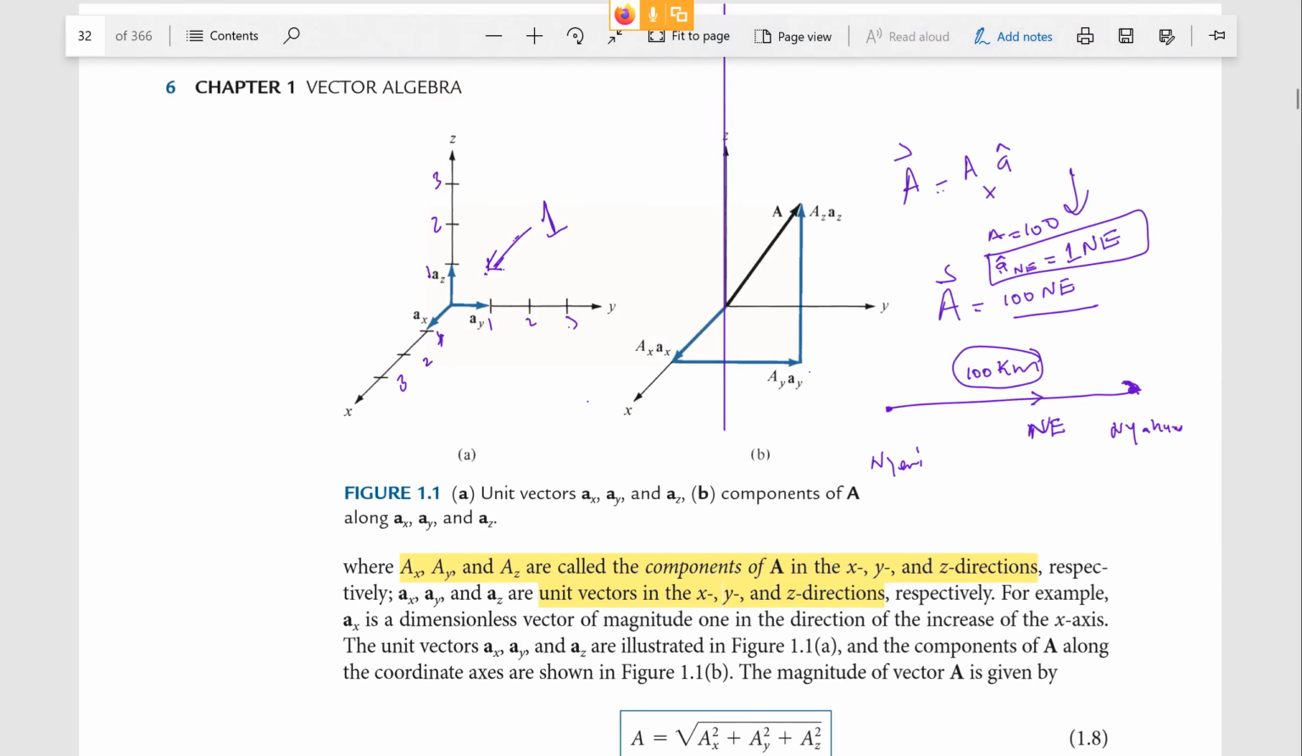So again, this is how I was saying that you can now describe A using the scalar Ax and the unit vector ax, plus in the direction of y you have the scalar Ay and the unit vector ay, and finally in the top direction going to z you have Az as scalar and the unit vector az.